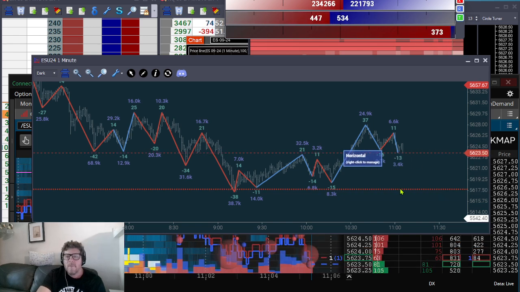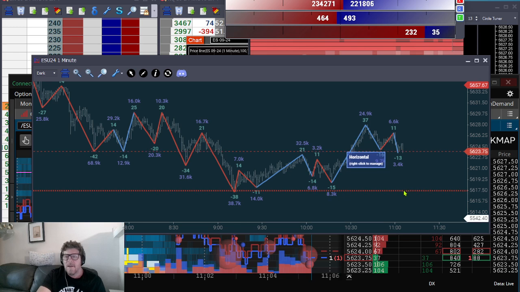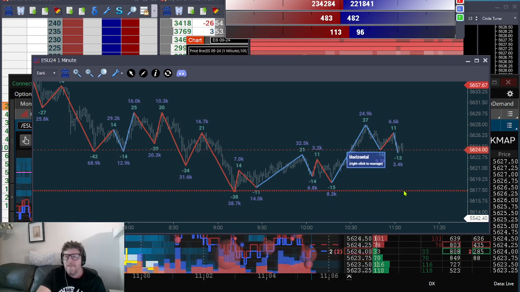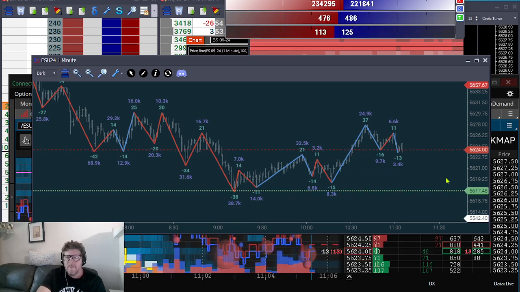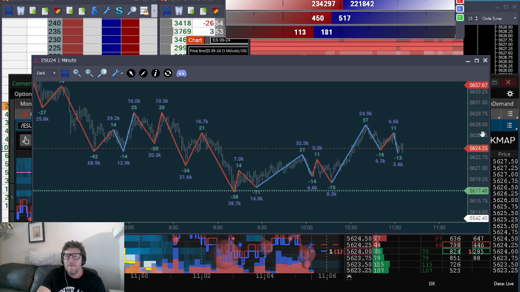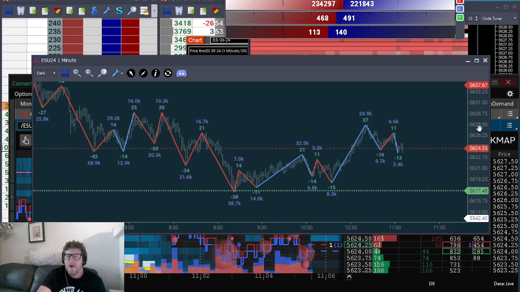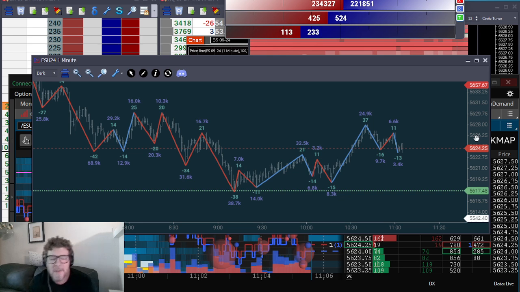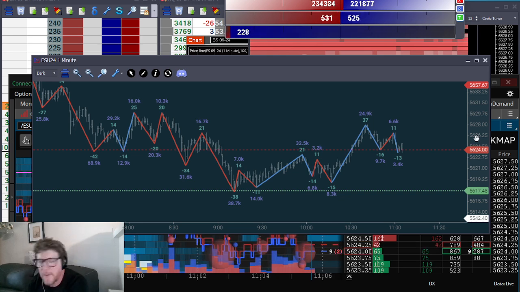And if it does break down, then 56.1750 would be the next spot. If it breaks above, I'd like to see it move really strongly above 56.28. I'm not planning on entering. I'm just kind of watching what's going on here.